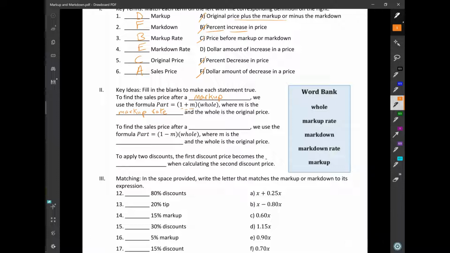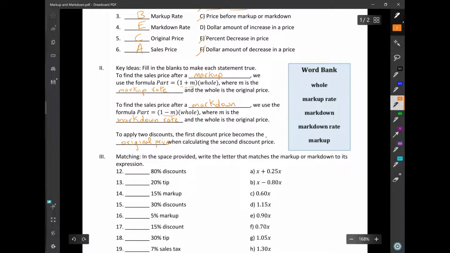To find a sales price, so this one must be marked down. And M is the markdown rate. Remember that the rate is the percent. To apply two discounts, the first discount price becomes the original price when calculating the second discount price. Two discounts is like two problems but in one, really.